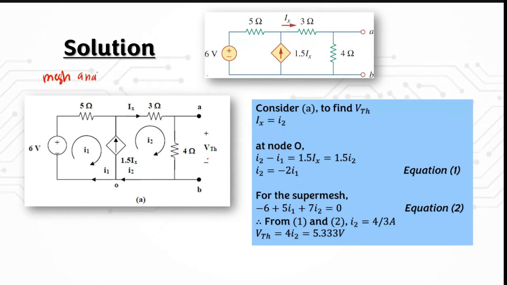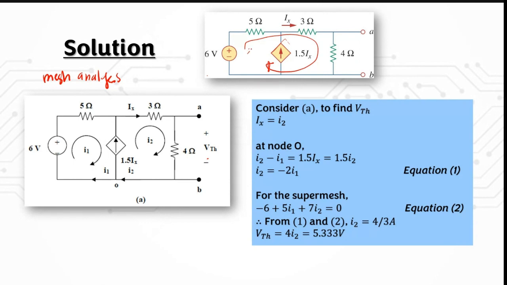Why are we using mesh analysis, not node analysis? Because we have this dependent current source here. If you remember, we can create a super mesh here, so it will make our calculations more simplified, because we have this super mesh here.